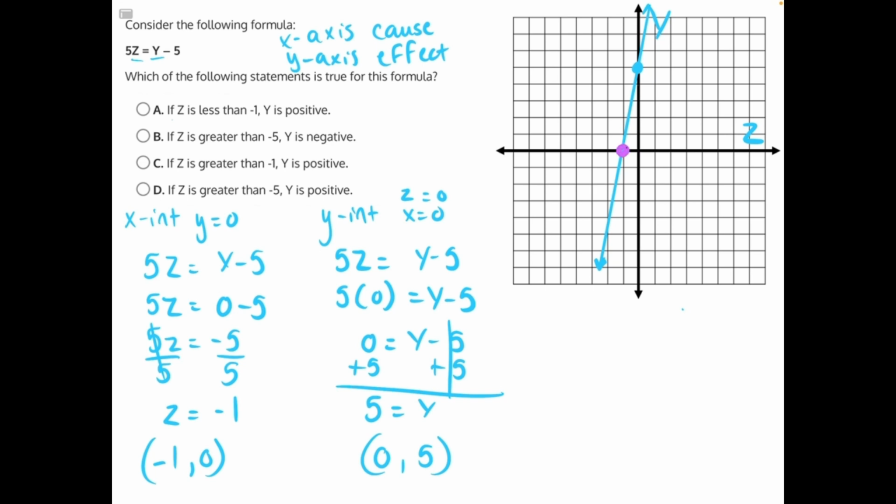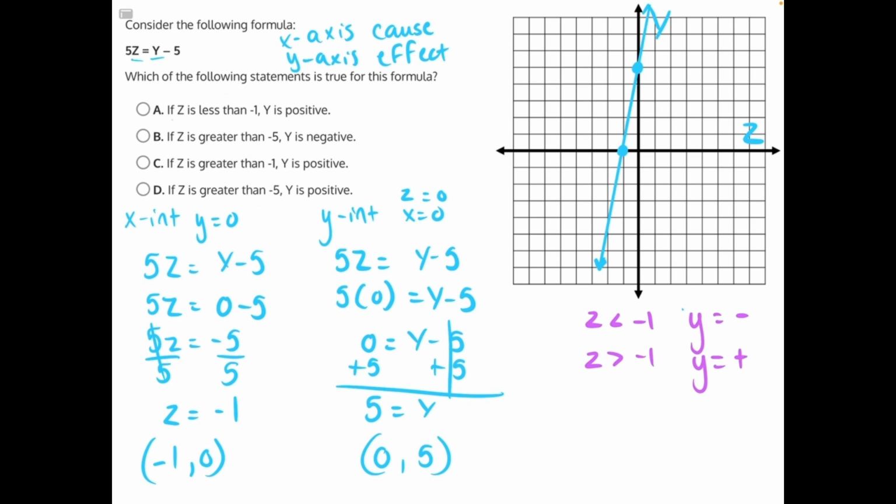If we look at our x-intercept, we can see that everything greater than our x-intercept has positive y values, and everything less than our x-intercept has negative y values. So we can say when z is less than negative 1, y is negative, and when z is greater than negative 1, y is positive. And that will help us find our answer.